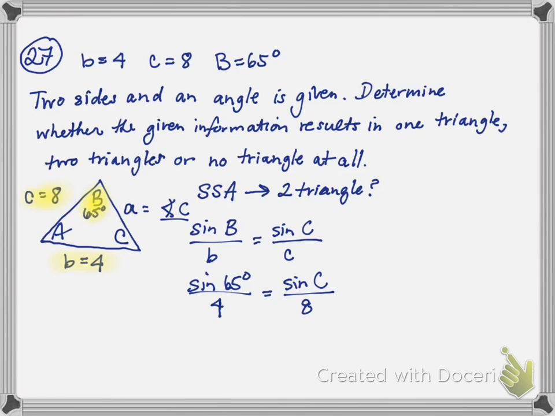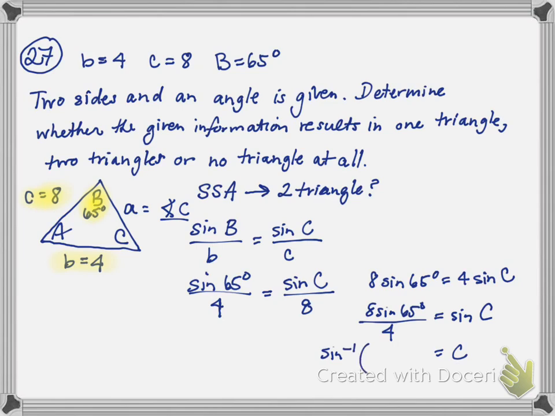Because this is a ratio, I can cross multiply and get 8 times sine of 65 degrees equals 4 times sine of angle C. At this point I want to get C by itself. So I take 8 times sine of 65 degrees, divide it by 4, and that equals sine of angle C. I still don't have C by itself, so I take the inverse sine of both sides to get the inverse sine of 8 times sine of 65 degrees over 4 equals C.